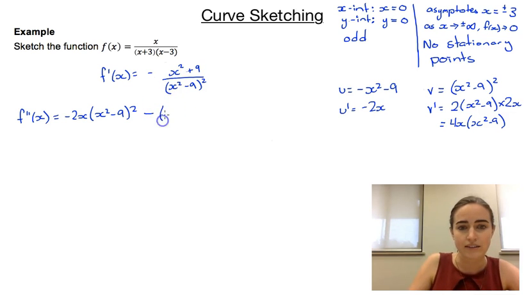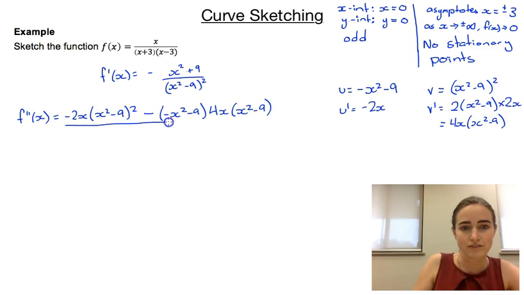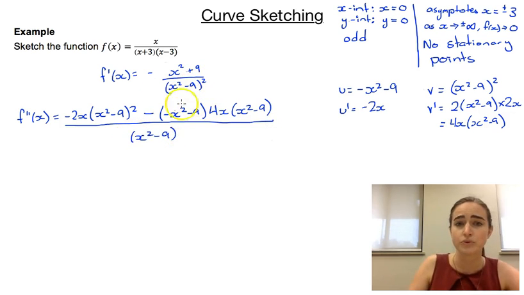So we're going to have minus x squared minus 9 times 4x outside of x squared minus 9 all over that denominator squared. So we're going to have x squared minus 9. It was already squared, so if we squared a squared, it's going to become a power of 4.